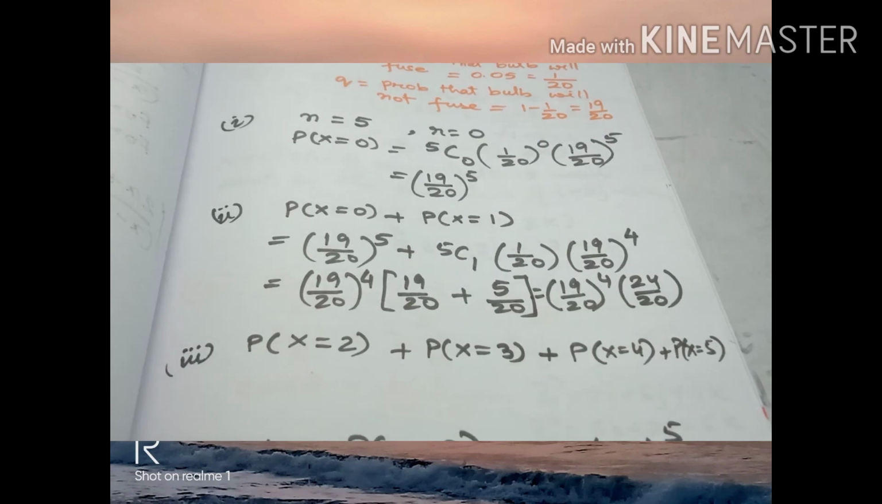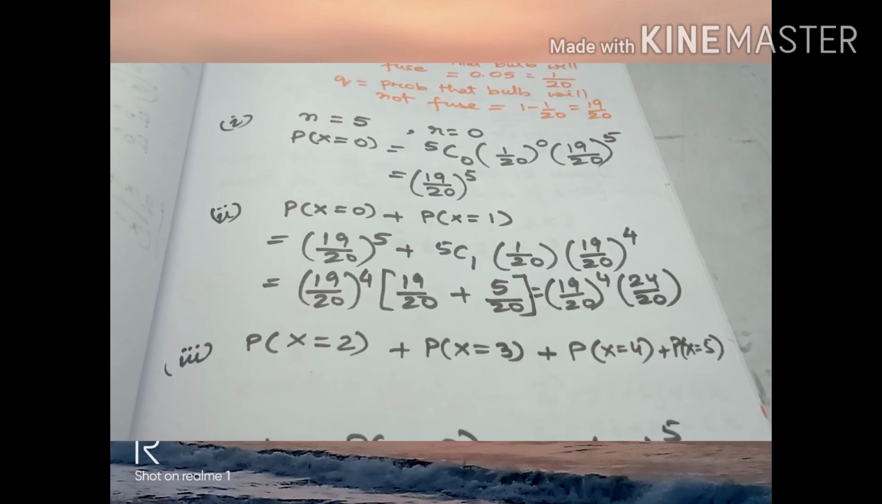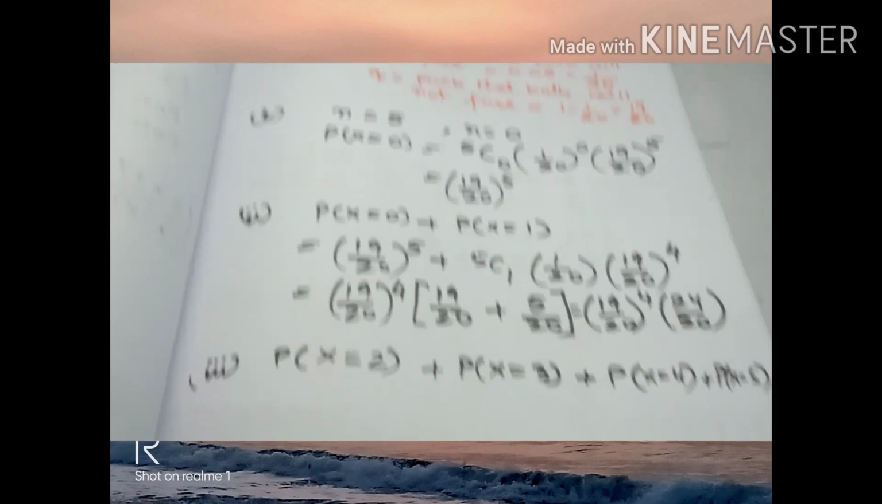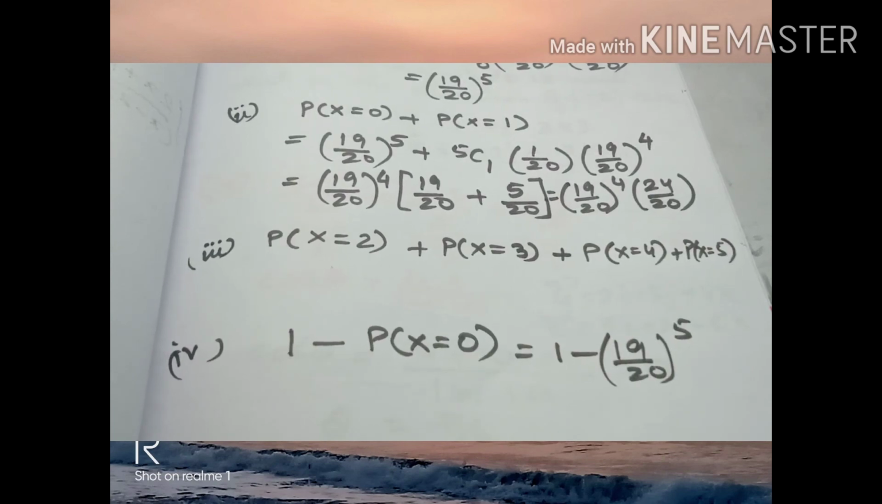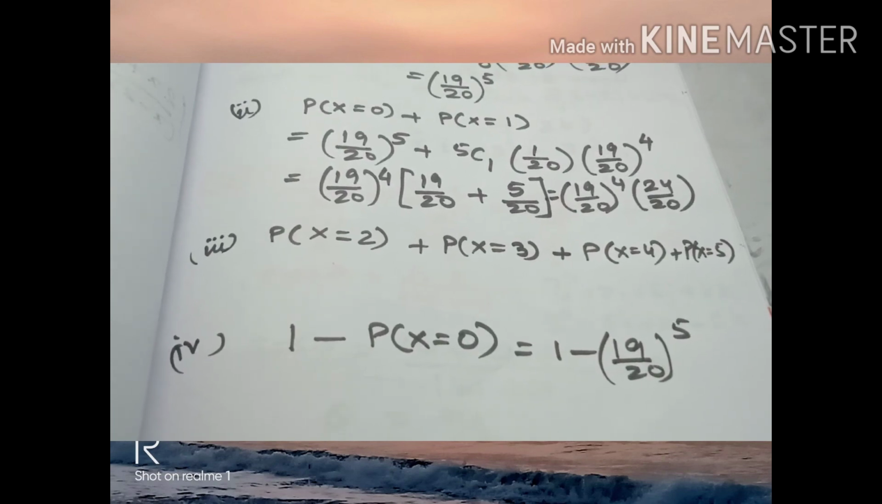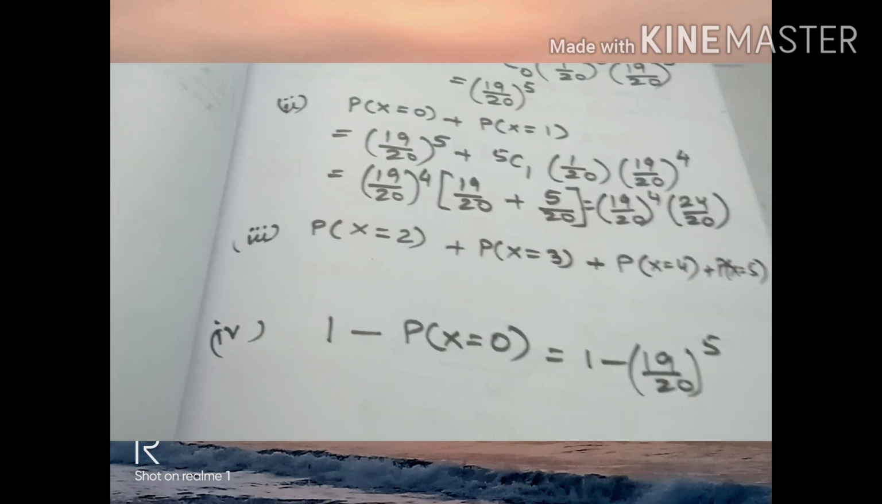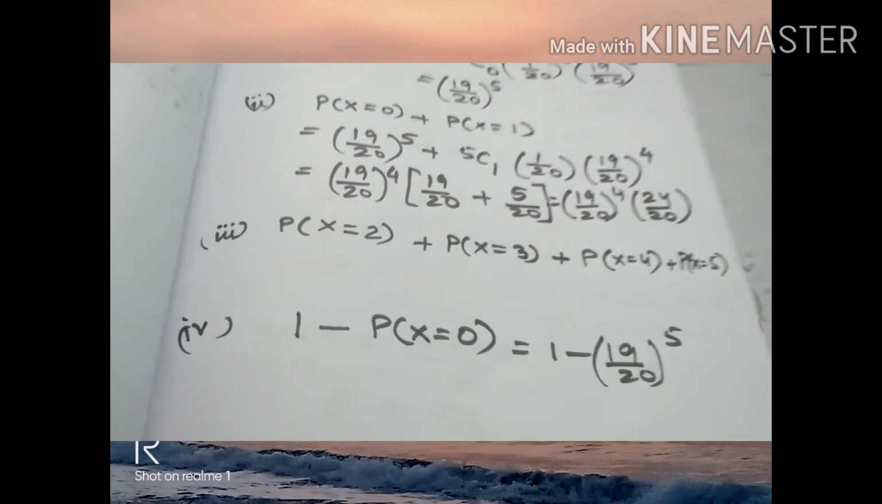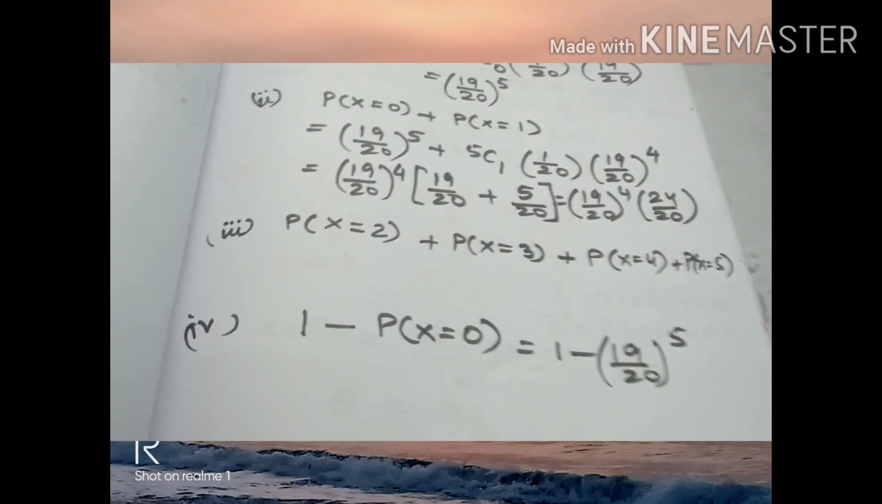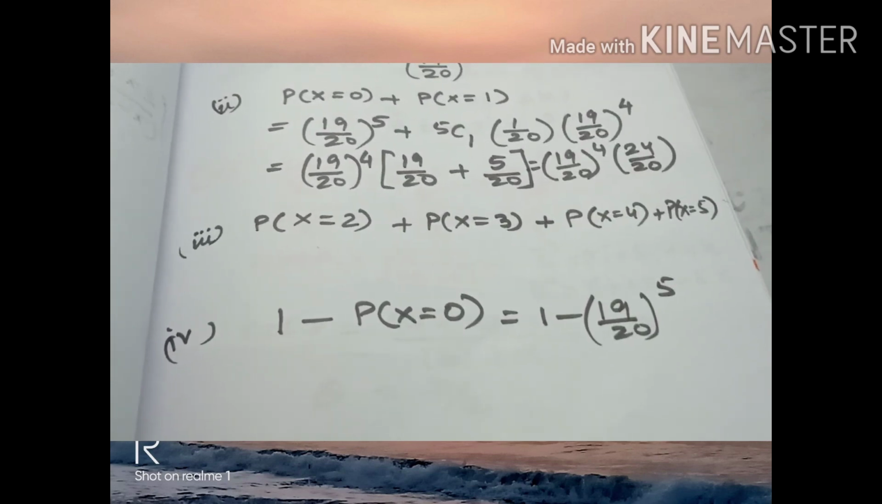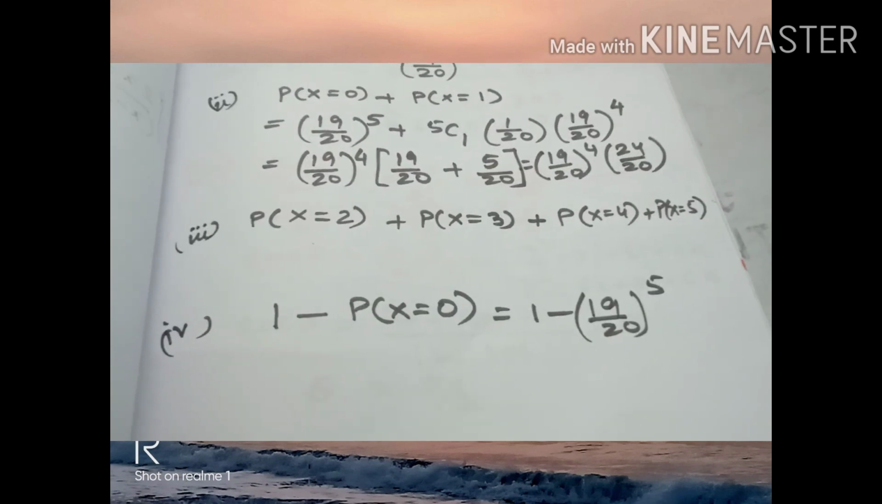Similarly, second part, not more than one will fuse after 150 days of use. So either no bulb will fuse or one bulb will fuse, and putting the values. Similarly, the third one, more than one will fuse, and fourth one, at least one will fuse. At least one will fuse means 1 minus the probability that no bulb will fuse. So putting the values, we get the required result. This was all the solution of section A.